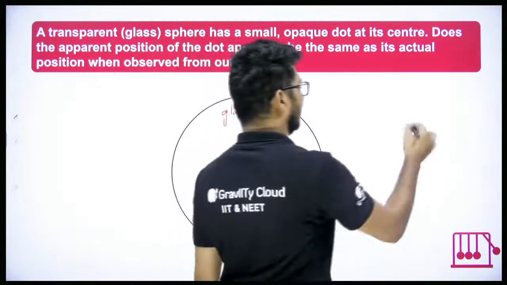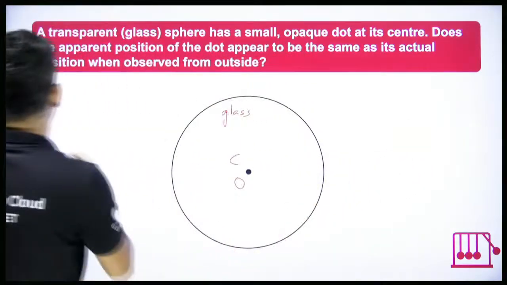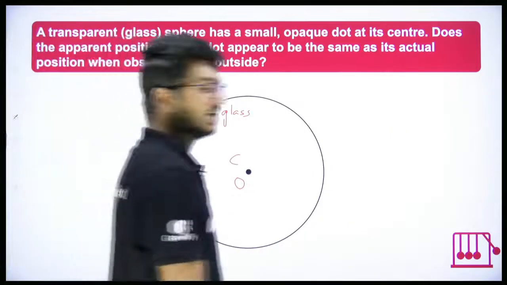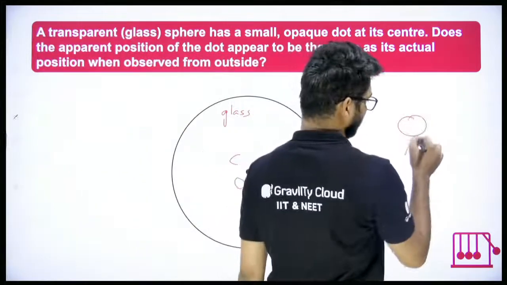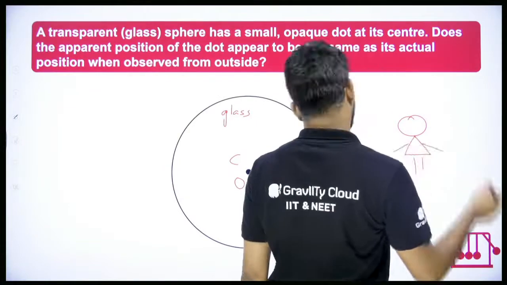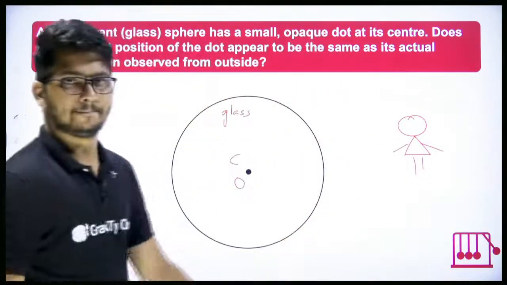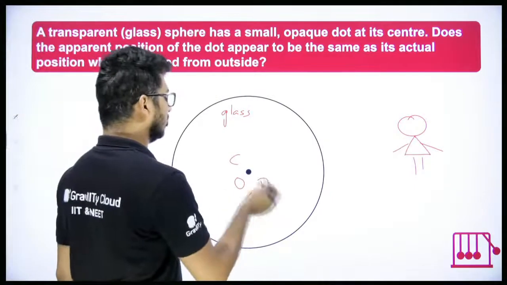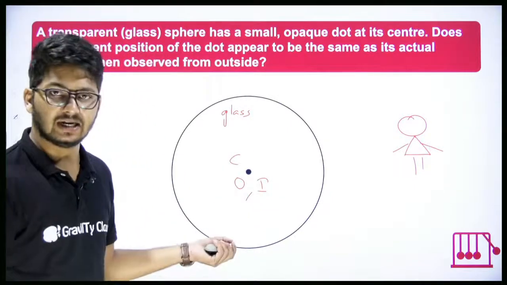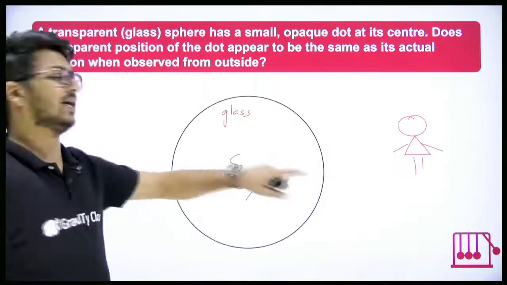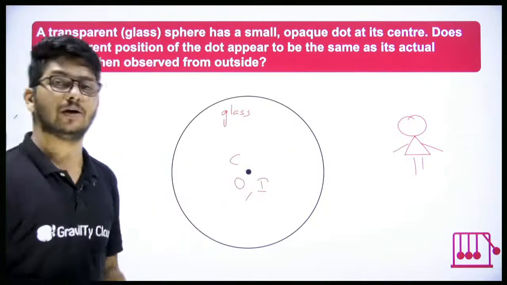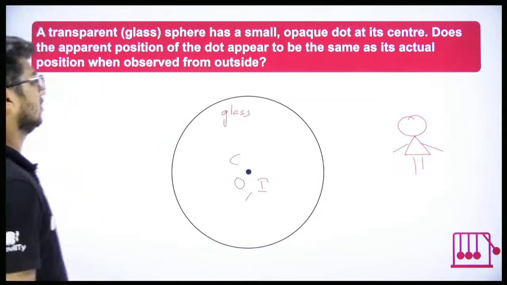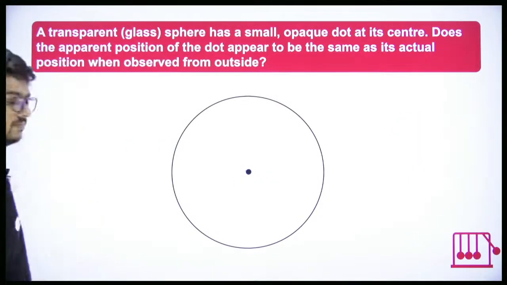If there is someone watching it from the outside, for that person, the object and the image should both be formed at the center. Only then will that person see the object and image at the same point. Is that possible? That's what they're asking. Okay, for that, it's very simple.